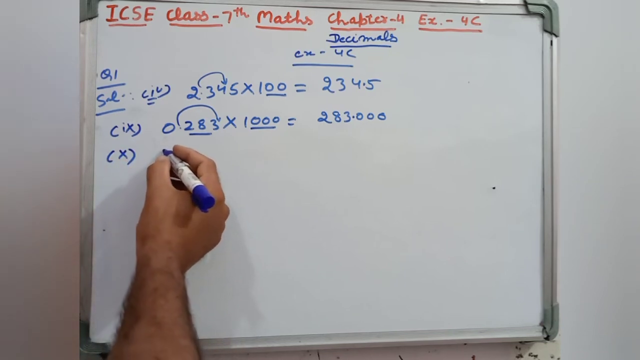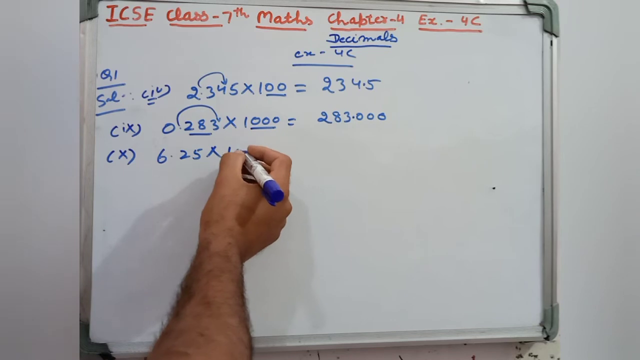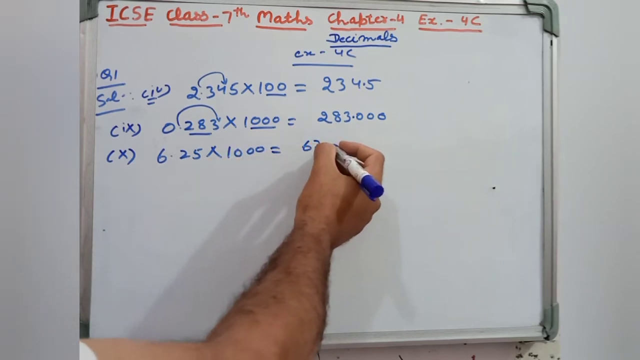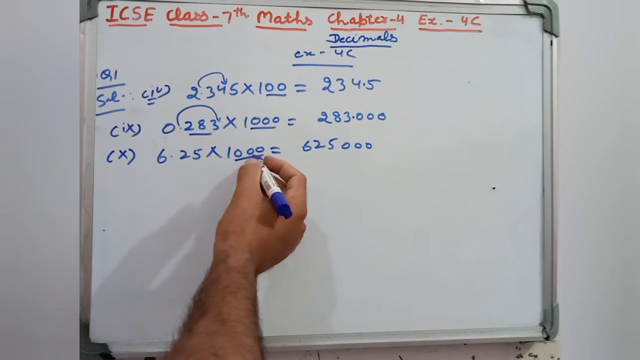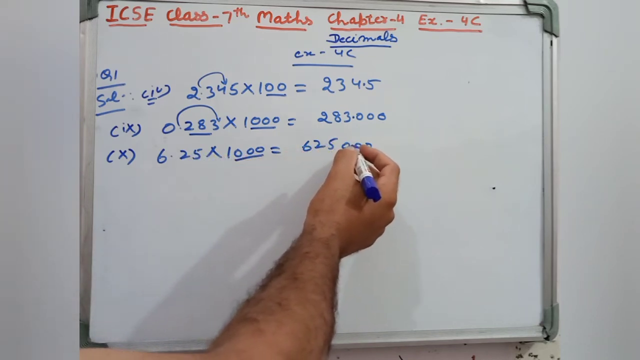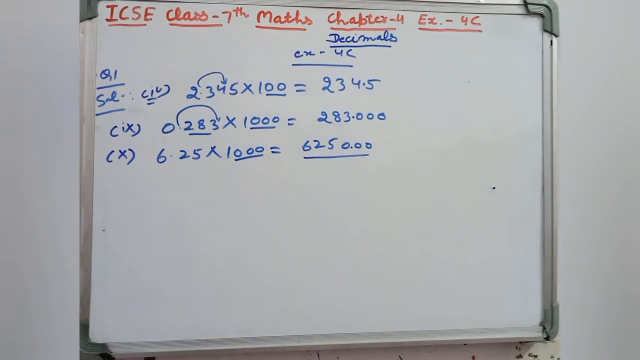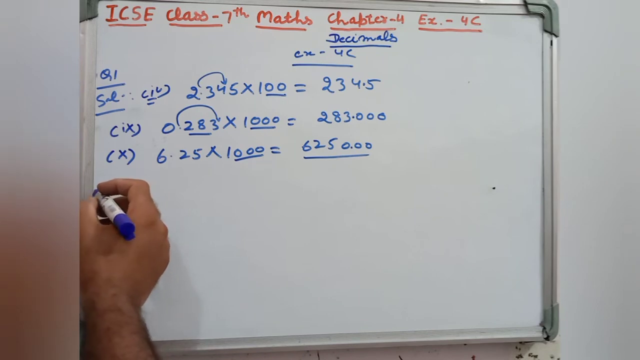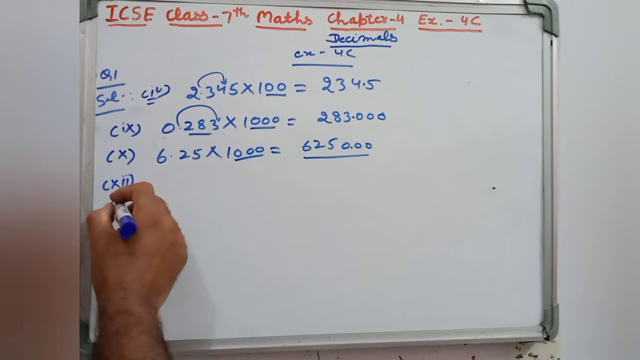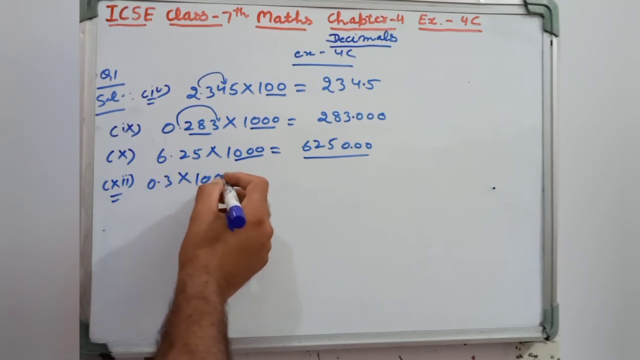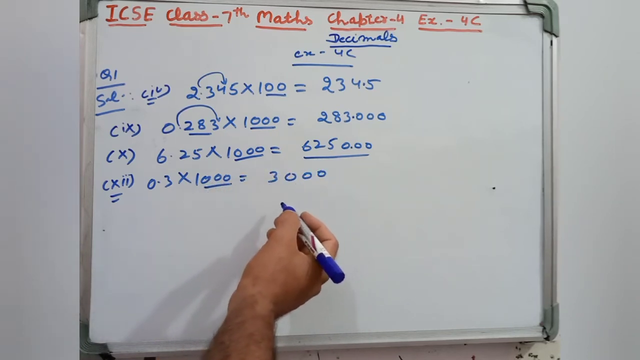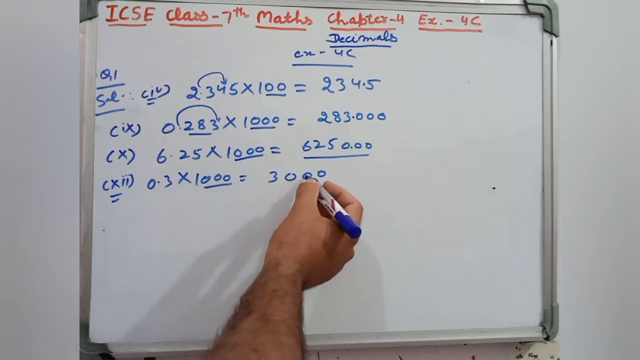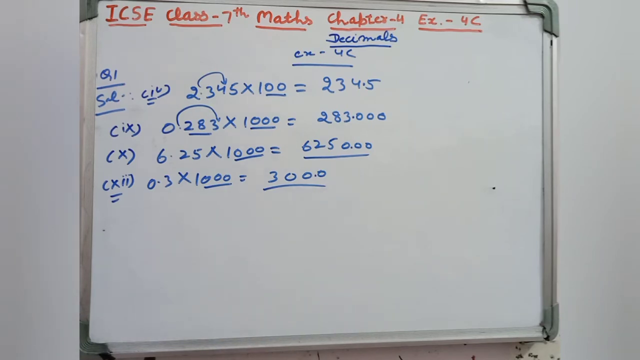Move on to part 10. 6.25 has to be multiplied with 1000. Write it as 625. Now we have to shift our decimal. How many zeros? 3. There are 2 decimal places. So 1, 2, 3. Our answer will come 6250. Right? And in the 11th part, 0.3 has to be multiplied by 1000. No need to panic. These 3 zeros, put here. Now 3 zeros, 3 decimal places. 1 decimal place is here. 1, 2. So our answer will become 300. Right? Students.